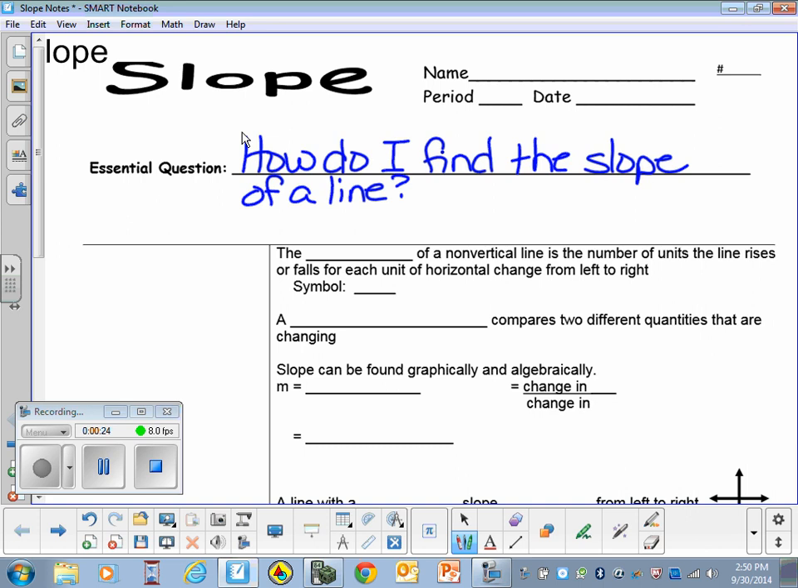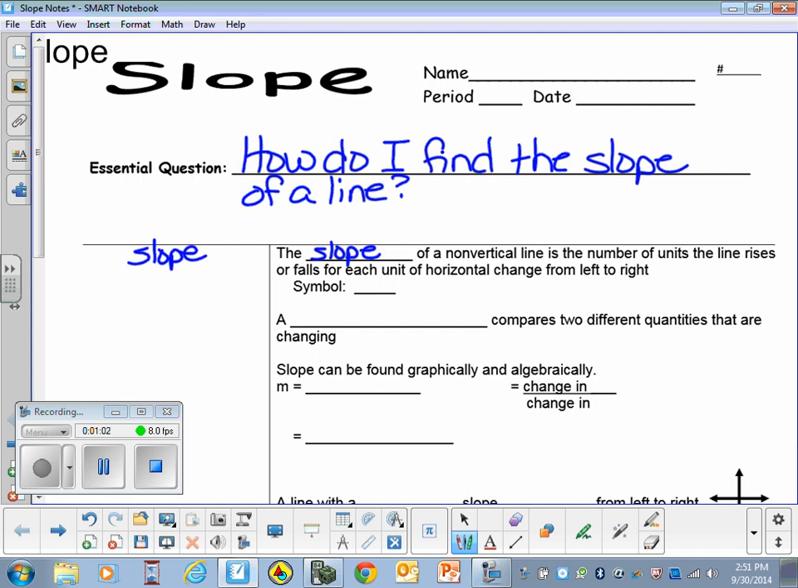Let's think about slope in just everyday English. When we talk about the slope of a road, we're talking about how it slants. It slants down, it slants up, maybe it's really steep and it's hard for your car to get up it, or maybe it's a nice gentle slope that's easy to walk up. The slope of a non-vertical line is the number of units the line rises or falls for each unit of horizontal change from left to right.